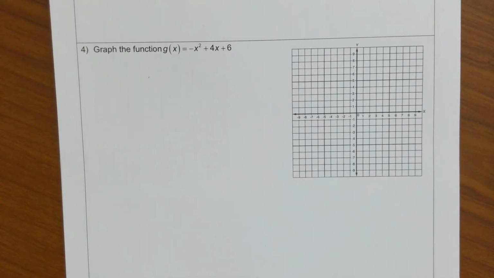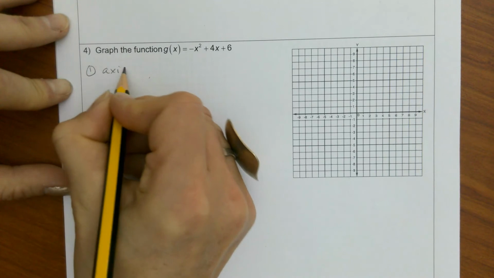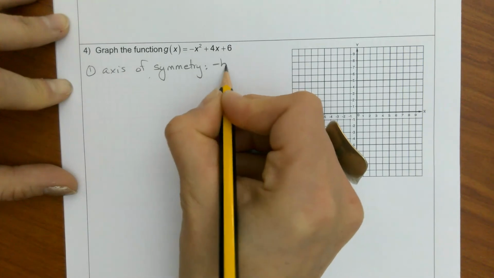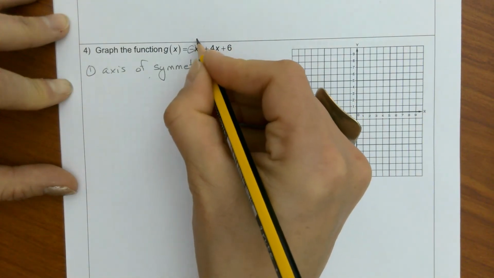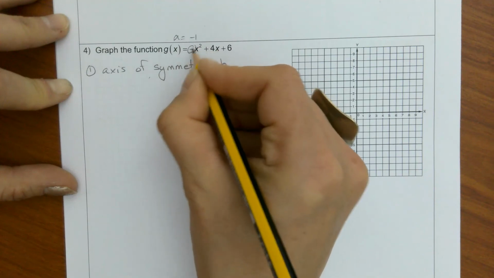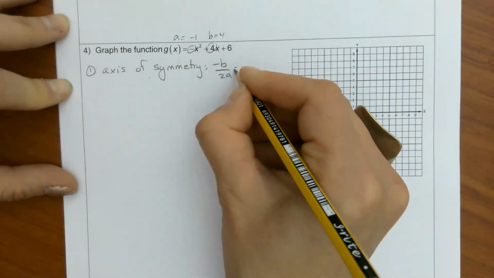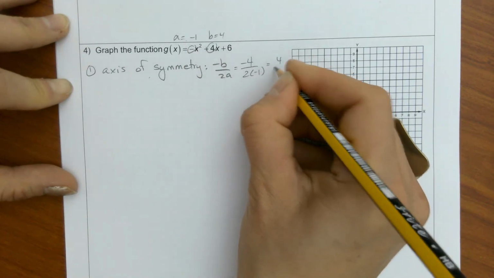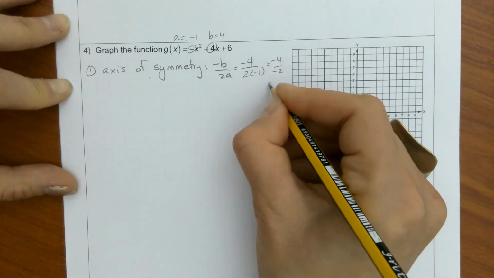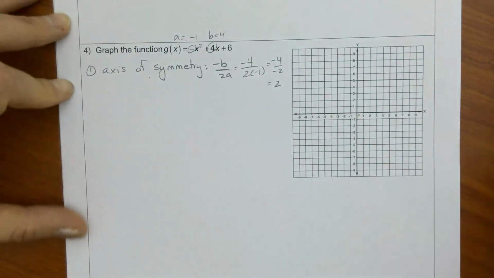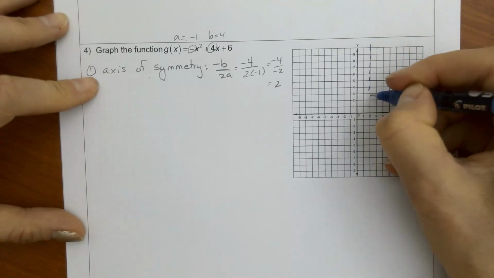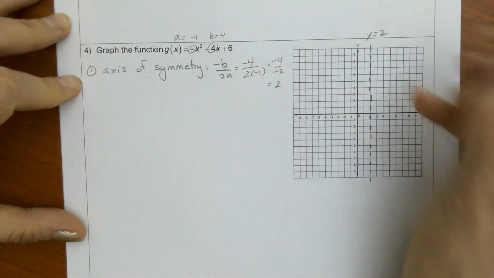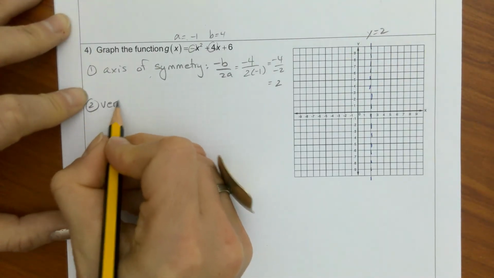Graph this function. So step 1, my axis of symmetry is minus b over 2a. A equals minus 1, b equals 4. So minus 4 over 2 times minus 1. That's equal to 2. So let's put our axis of symmetry at 2. There. x equals 2.